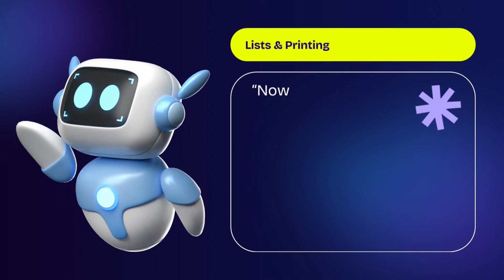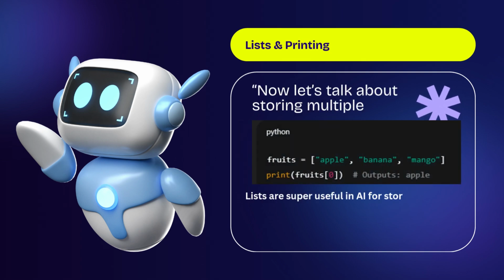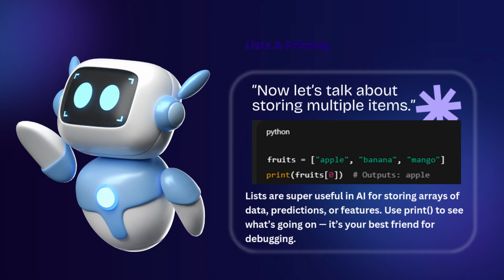Lists and printing. Now let's talk about storing multiple items. Lists are super useful in AI for storing arrays of data, predictions, or features. Use print to see what's going on. It's your best friend for debugging.